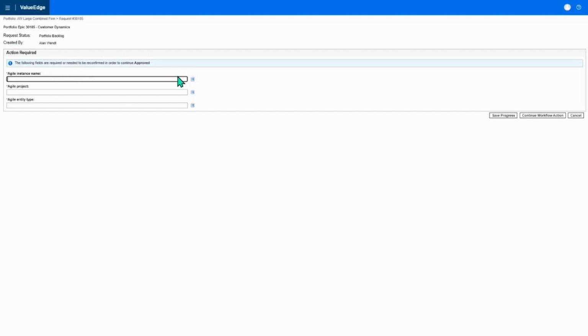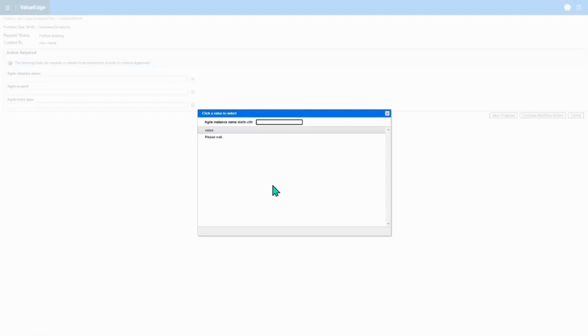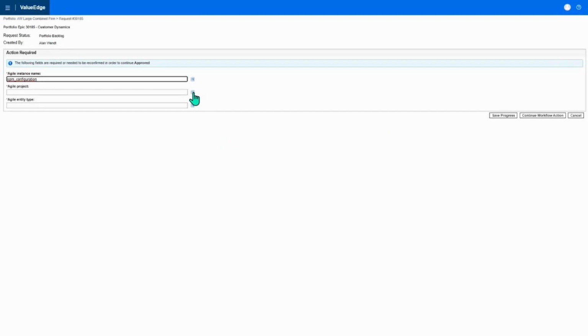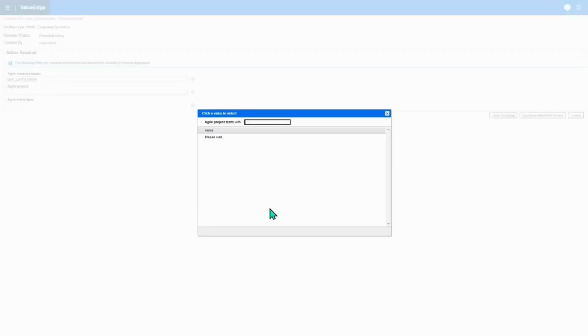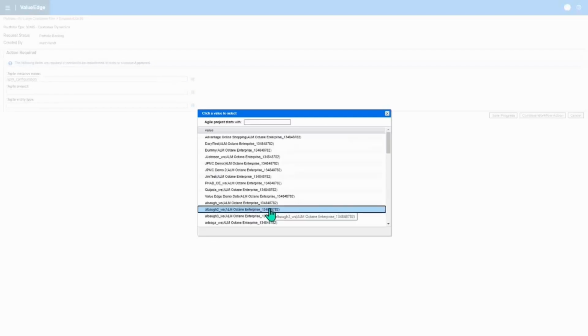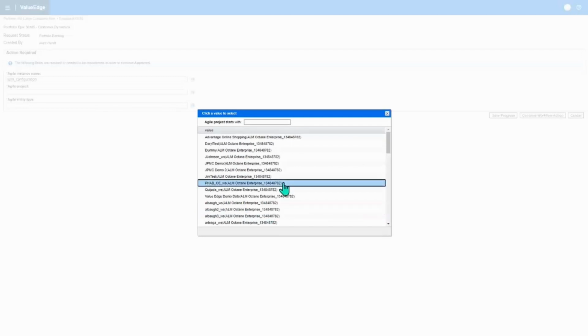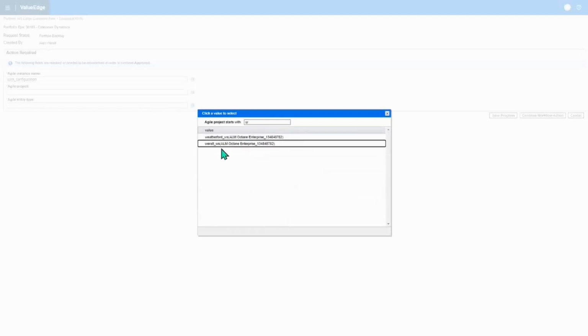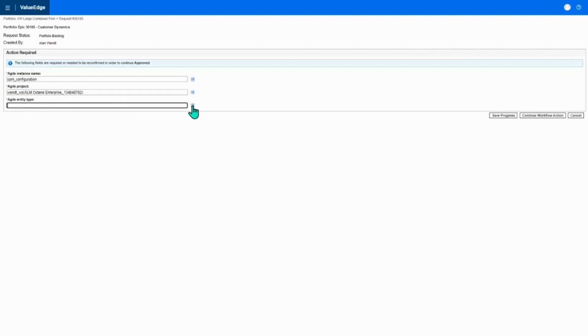But it's asking us the name of the instance that we're creating that. And in this case, we've only got a single instance. It's this SPM configuration instance. And then it's asking us what project, because we are able to support multiple parallel running projects, workspaces as they're also termed in other products. We select the workspace that we're interested in. I think I've got a workspace that begins with my name, and here is that workspace. And then what entity type.